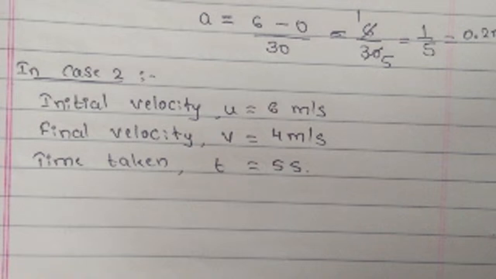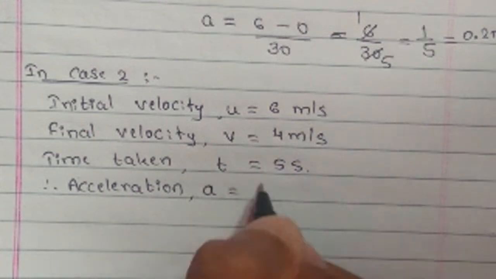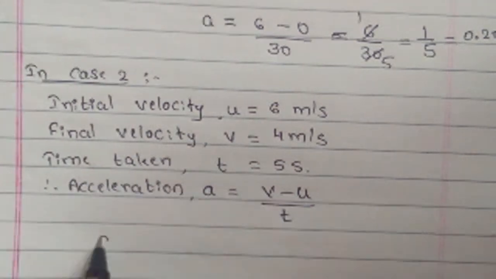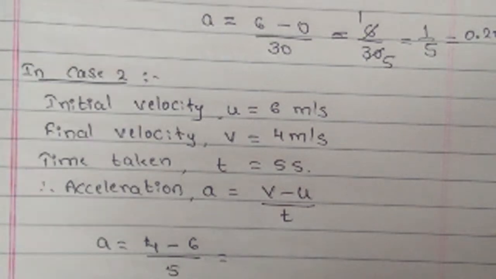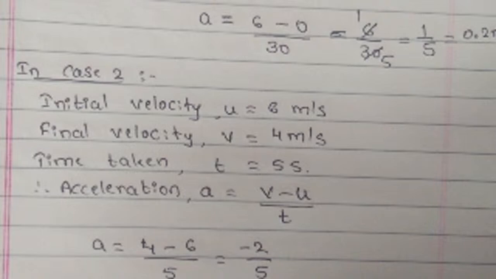So now we have to find the acceleration. Again we use the same expression which we used in case 1, that is acceleration is equal to v minus u divided by t, that is final velocity minus initial velocity whole divided by time taken. So therefore acceleration a is equal to v minus u divided by t. So a becomes v value 4 minus u value 6 divided by time 5 seconds. 4 minus 6 how much? Minus 2 divided by 5. So now minus 2 divided by 5 is how much? Comment your answer first.